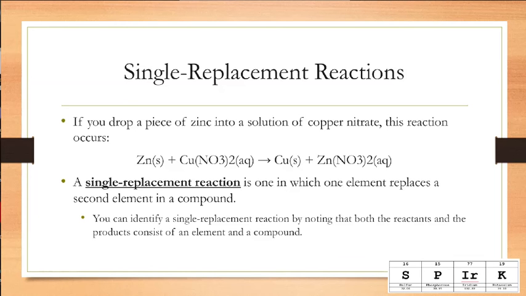You can identify a single replacement reaction by noting that both the reactants and the products consist of an element and a compound. And our little general reaction here is A plus BC yields B plus AC, where we see that A and B have swapped places. It's a single replacement reaction.